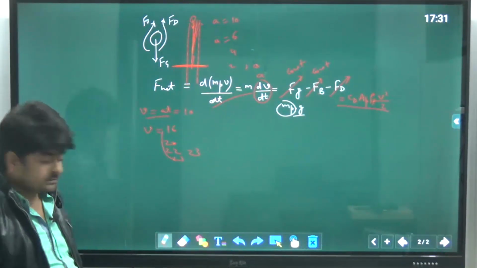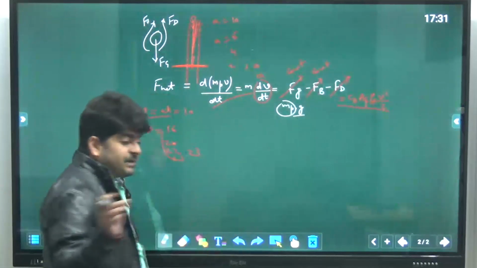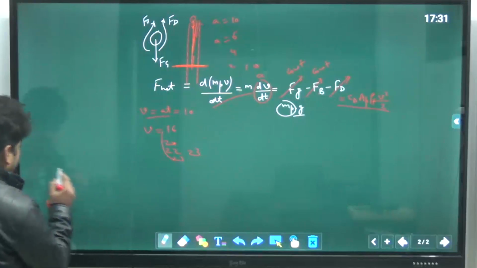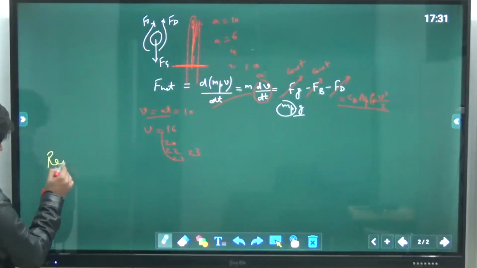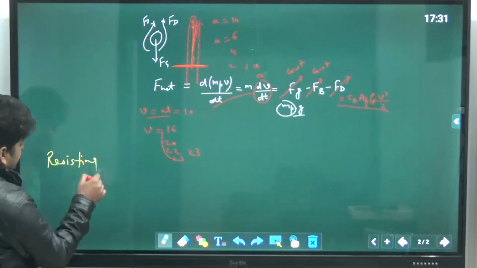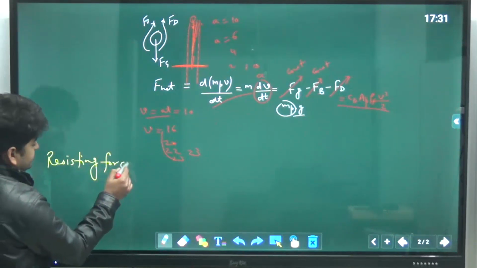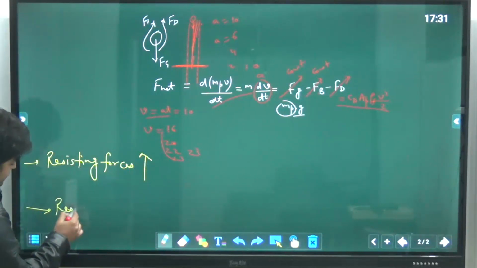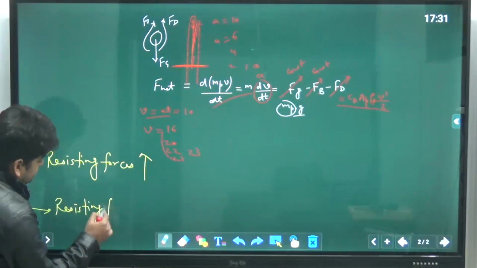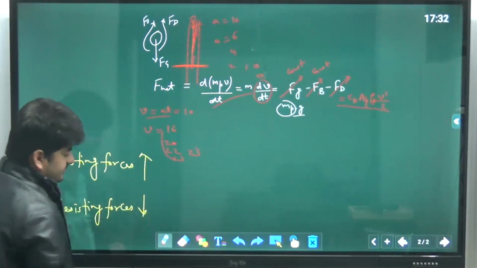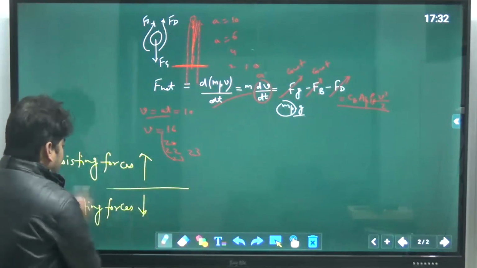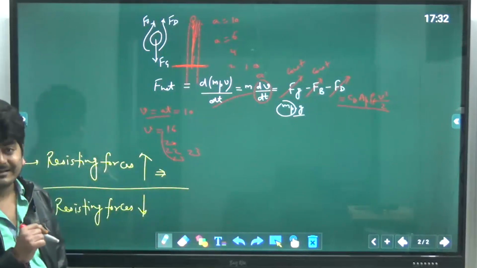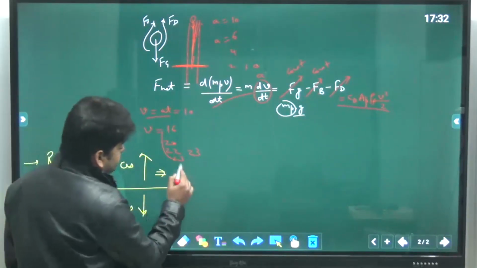So here, now, one simple logic should be there. One simple thing should be clear to all of you. Understand. Consider two scenarios: when resisting forces are increasing, and second, when resisting forces are decreasing. Okay. So, first, if resisting force is increasing, it means drag force is increasing.